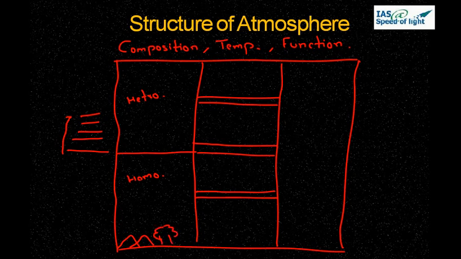So the first shell or the first layer of the atmosphere, we see a decrease in temperature with an increase in altitude. With an increase in height, we see a decrease in temperature. We call this layer the troposphere.